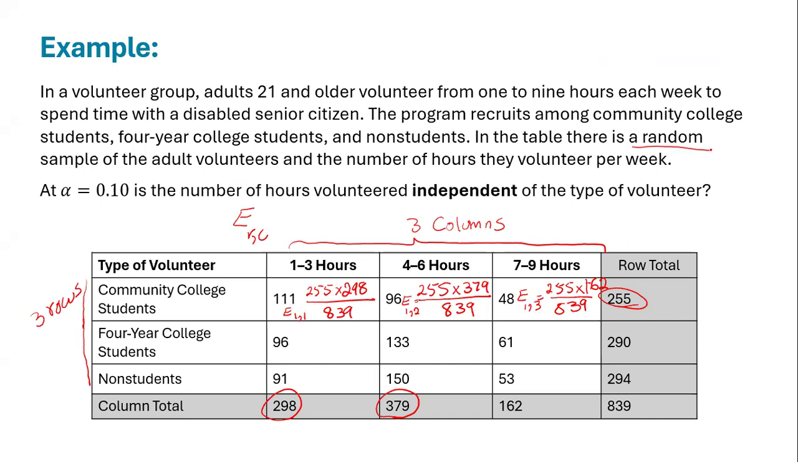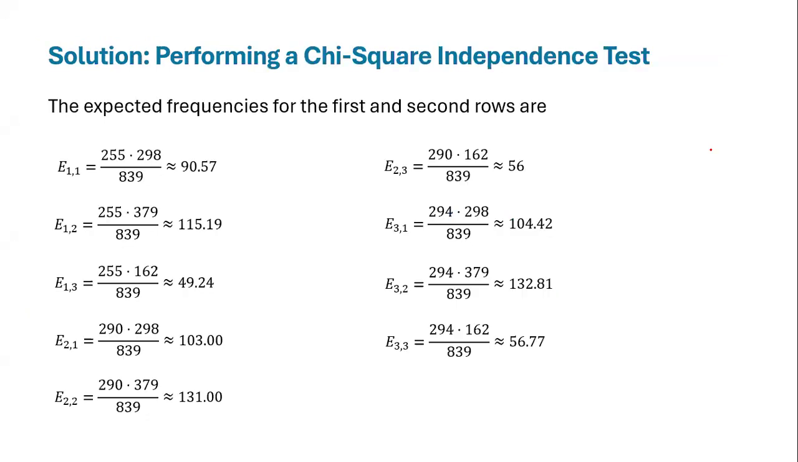Yes. We need to check all of the expected frequencies are 5 or more. And if you look at these numbers, you see, yes, they are all 5 or more. So we check the requirement. Okay, next step, write the null and alternative.